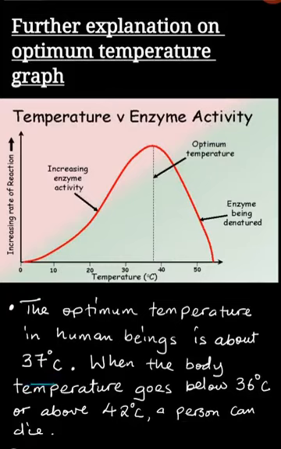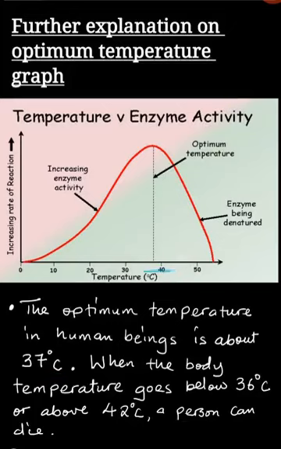So when the temperature of the body is at 37 degrees Celsius, all the enzymes in the body work at their very highest level of speed. Now, what happens is, when the body temperature goes below 36 degrees Celsius or above 42 degrees Celsius, a person can die. That's the thing. Let me explain. We know that in the body of the human being, the enzymes work well when the body temperature is at around 37 degrees Celsius.